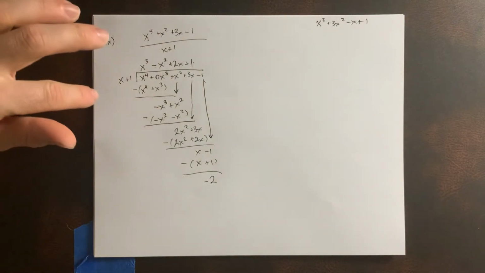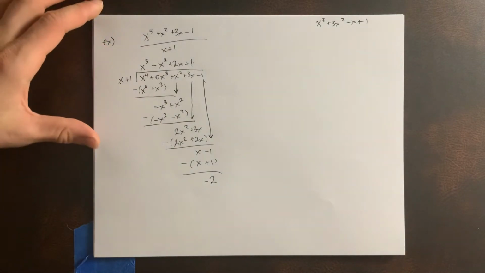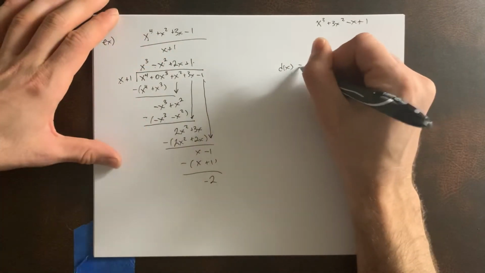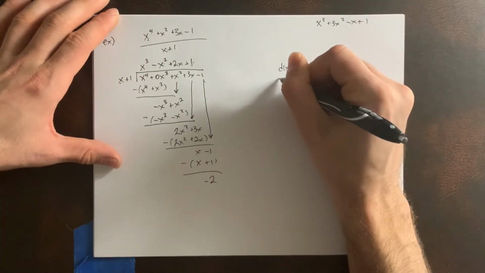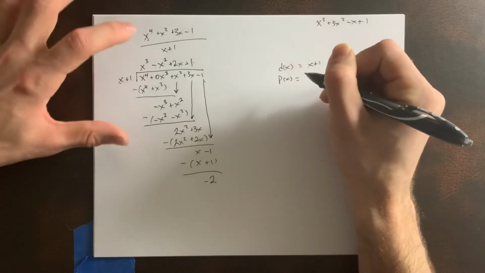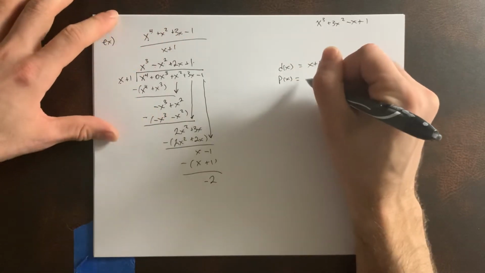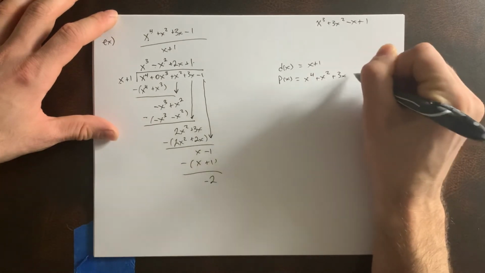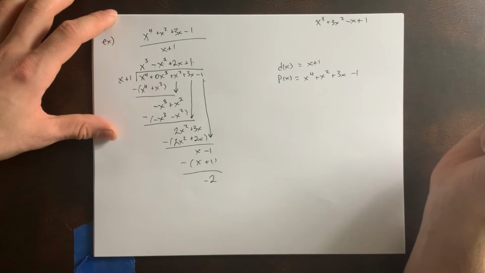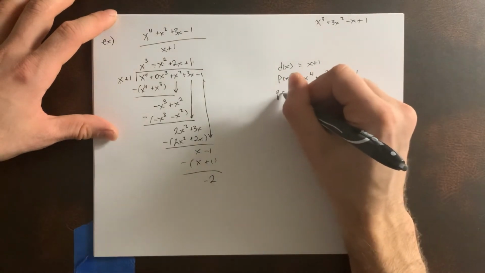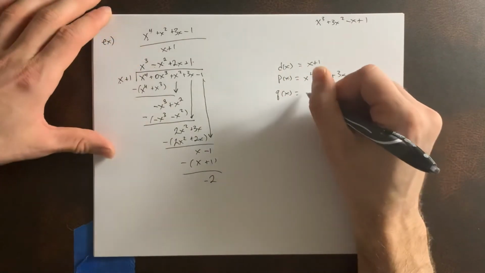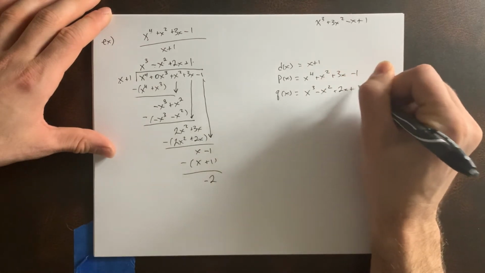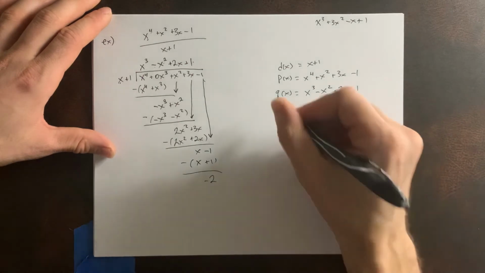So now let's fill in the formulas that we had on the previous page. So our d of x, always the thing on the bottom, it's x plus 1. The p of x, it's always the thing on the inside, or the thing on the top. So x to the 4 plus x squared plus 3x minus 1. And then we need our q of x. That's the thing on the top. So x cubed minus x squared plus 2x plus 1. And then r of x, the thing on the bottom.